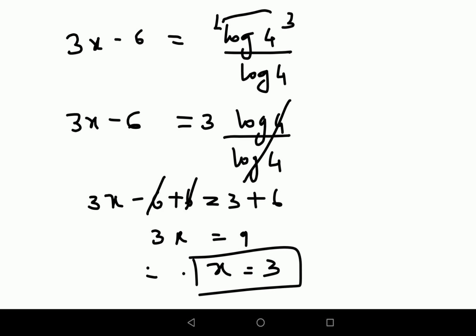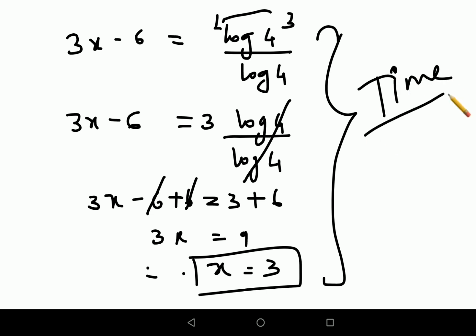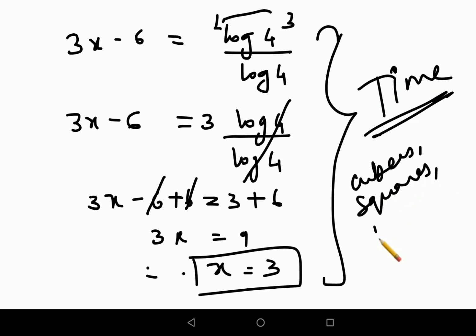But in general, it is always preferable to avoid logs as much as possible, because that just gets you too many workings. And if you are especially working for an entrance or any competitive exams, time is the key. You cannot waste so much time on one single sum. So I would recommend that you always have a very clear understanding of perfect cubes, perfect squares, primes, cube roots, square roots. All of that is very important if you're attempting any competitive exam.